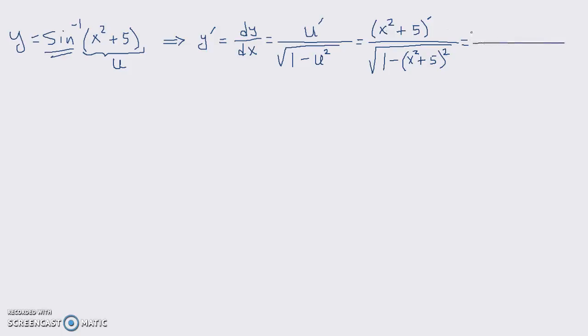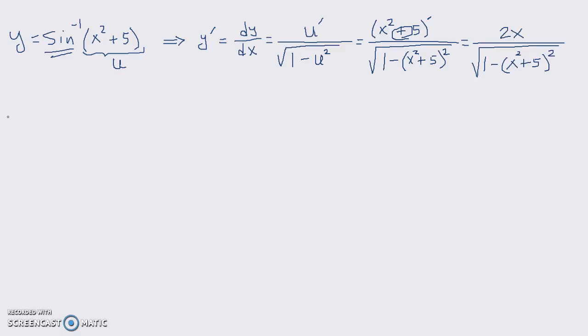We know that the derivative of x squared plus 5 is a sum function. Therefore, we need to find the derivative of each term. For the derivative of x squared, again, we ask what type of function is x squared, and that's power. So the derivative of x squared is 2x. Plus the derivative of 5, which is a constant, so the derivative is 0. And that's it. The denominator, you just rewrite it. And that's the derivative of the function sine inverse of x squared plus 5.